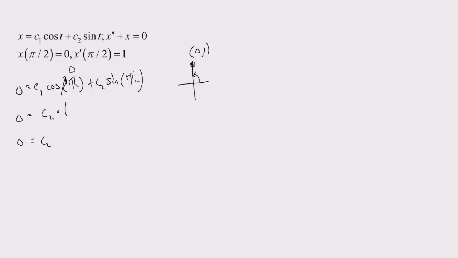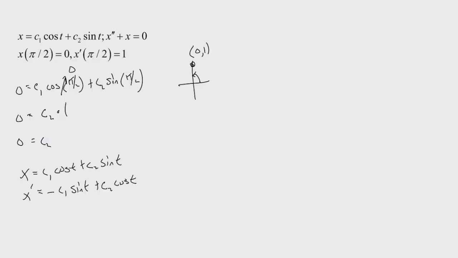Okay, so that tells me that I essentially don't have to worry about C2, but let's use that other fact, the derivative fact. So if x is C1 cosine t plus C2 sine t, then what would x prime look like? Well, x prime would be derivative of cosine is negative sine, so negative C1 sine t plus C2 cosine t. And then we want to evaluate that.